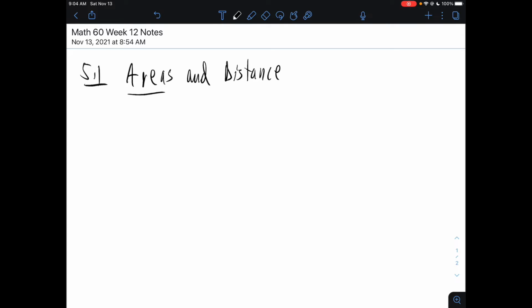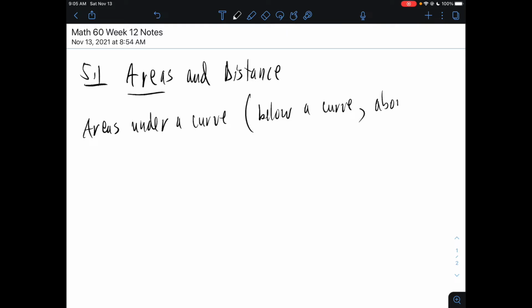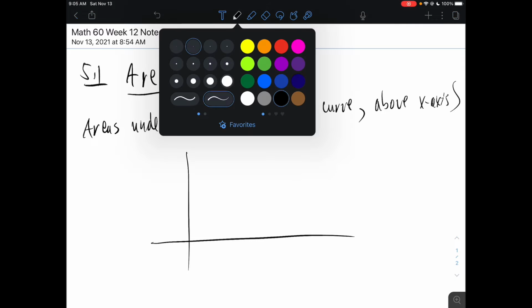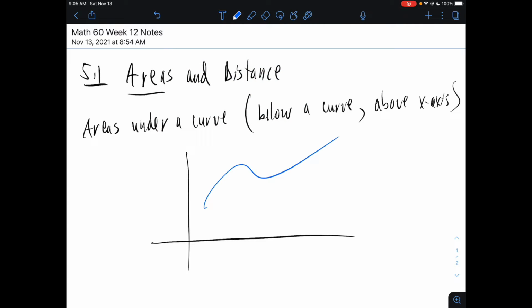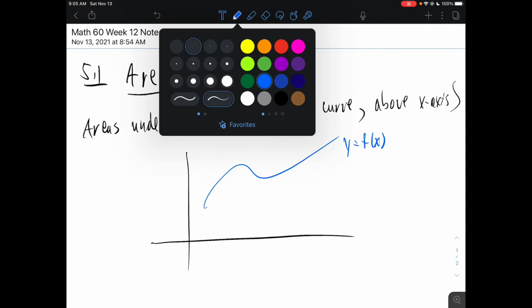And essentially we are looking for areas under a curve. And just that phrase does imply that we're talking about below a curve like a function, but we are also implying as we start this off that the curve is above the x-axis. So for example, if I have a curve that looks like this, we can call that y equal f of x. And it's above the x-axis because that's the horizontal axis.